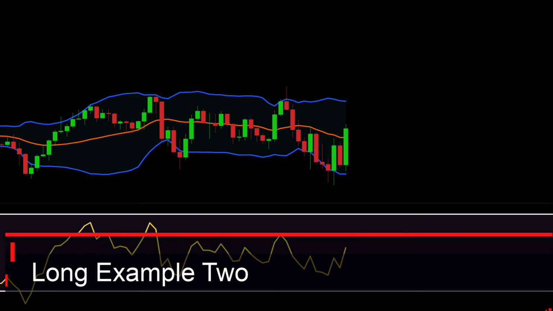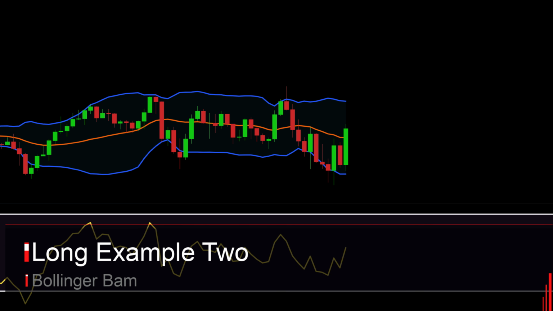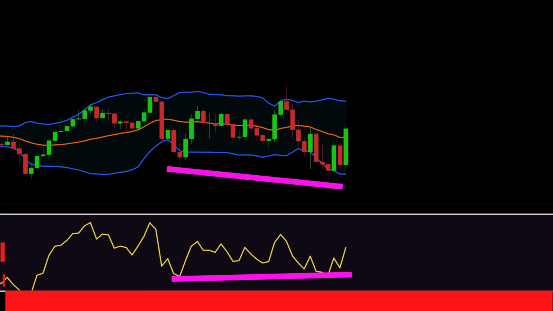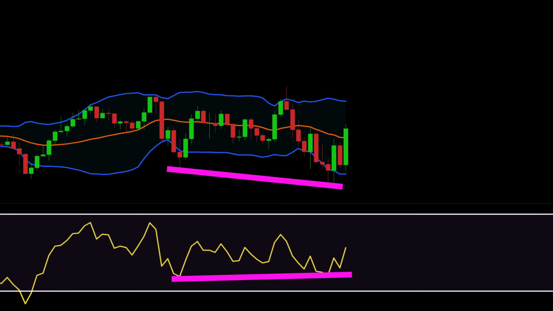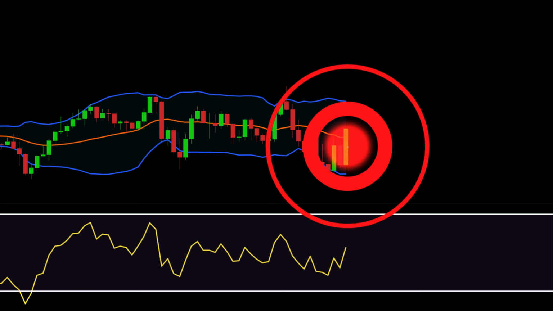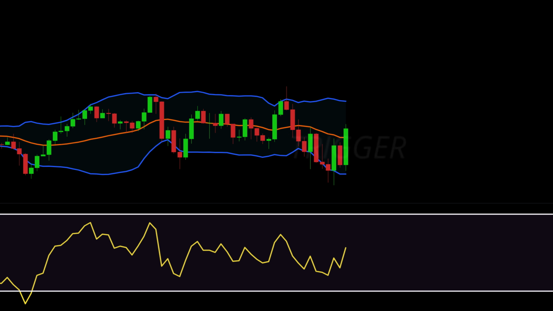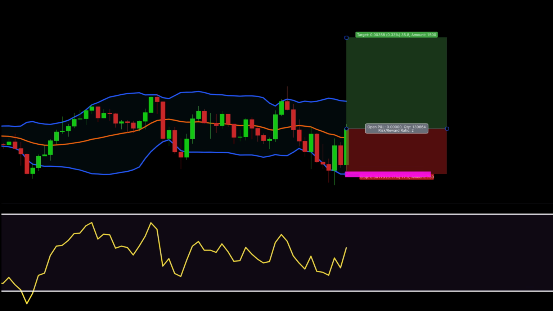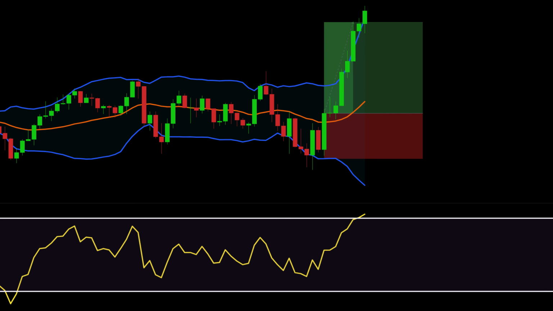I have one more long example. There is a clear bullish divergence on the RSI, a lower low on price, and a higher low on the indicator. Price then closes above the Bollinger Band basis line. Everything converges on this candle and it serves as our trigger. The stop is placed at the bottom Bollinger Band and the target is 1 to 2. And similar to the last example, this setup rapidly hits the profit target.